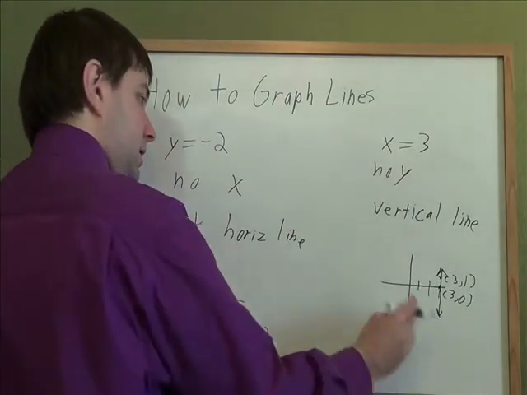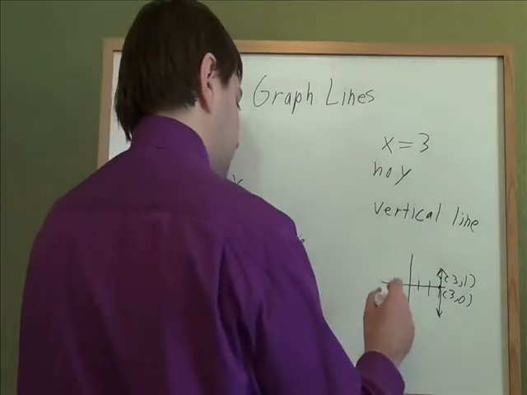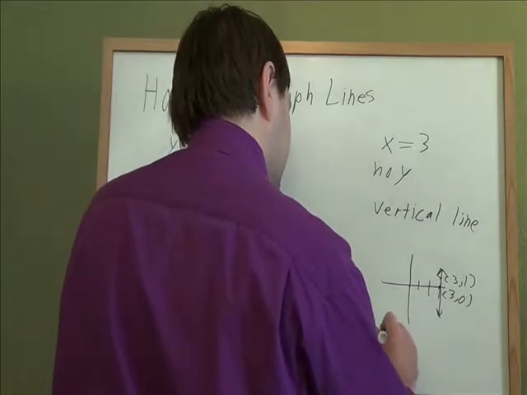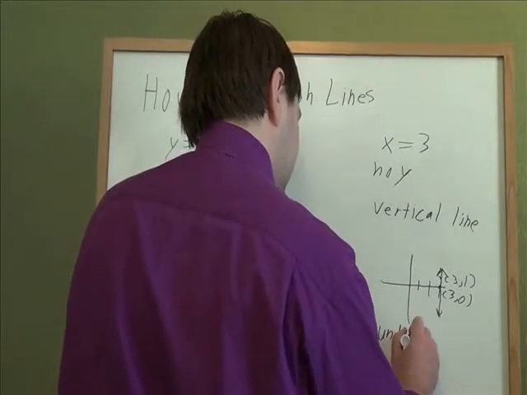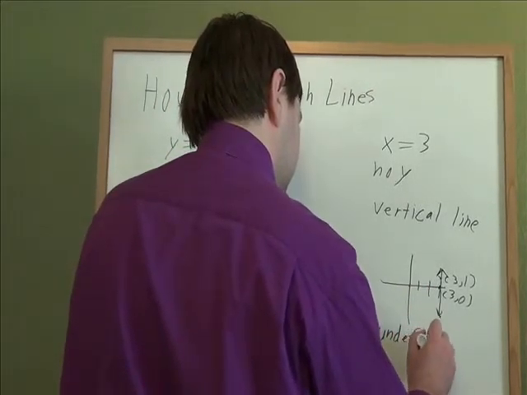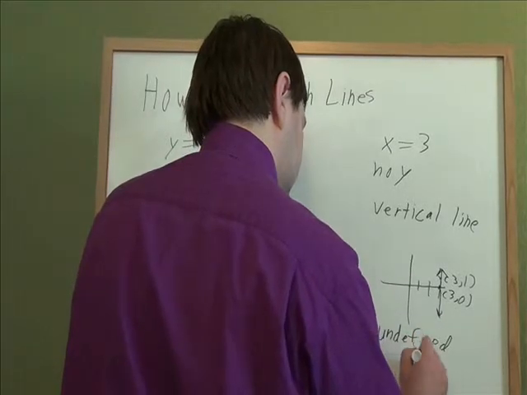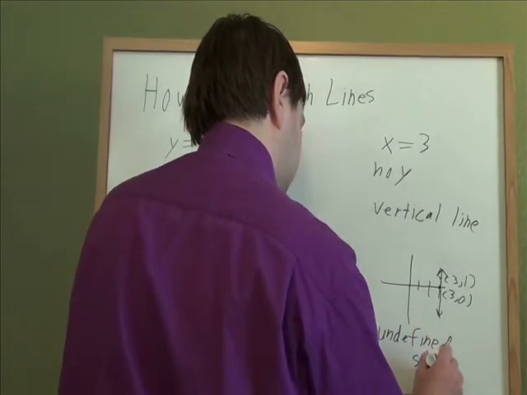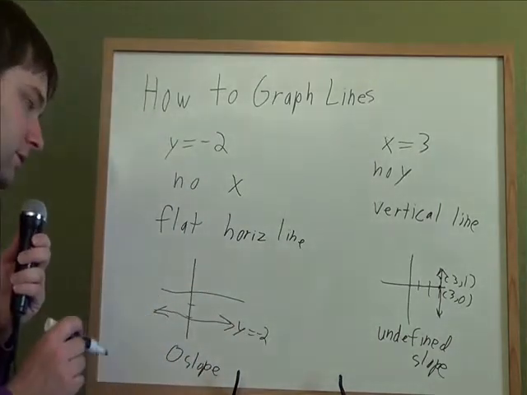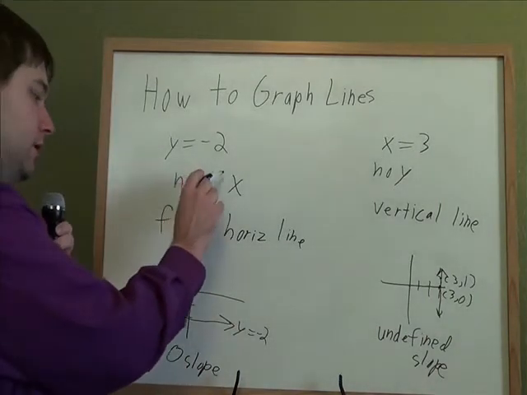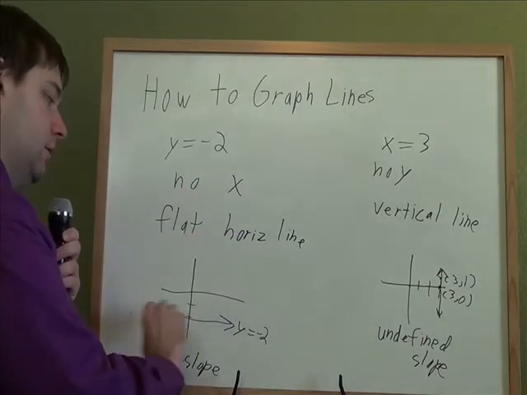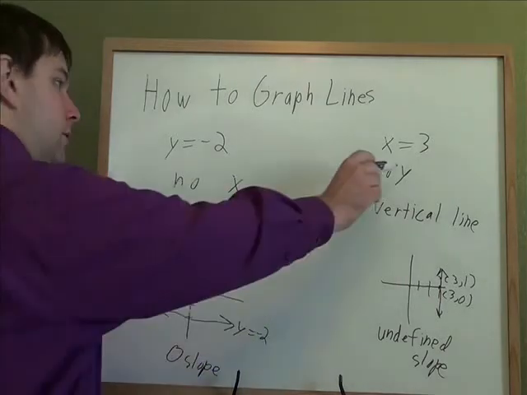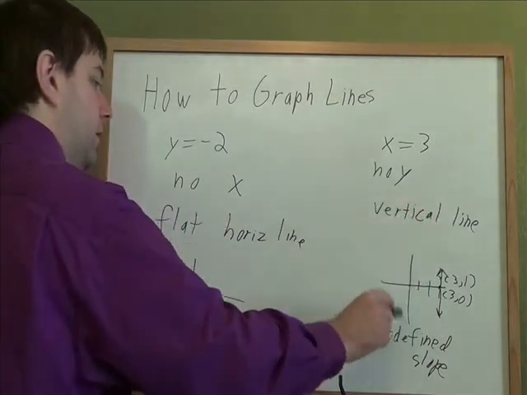And when you have a straight up and down line, you probably will want to know for some questions that that has undefined slope. And these are the two special lines you've got to know about. When there's no x, you've got a horizontal line with 0 slope. When there's no y, you've got a vertical line with undefined slope.